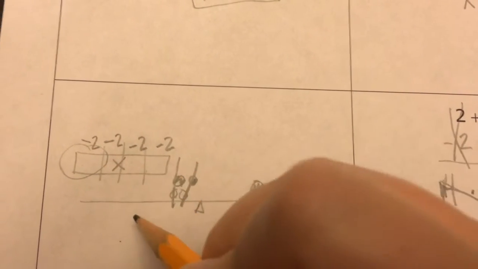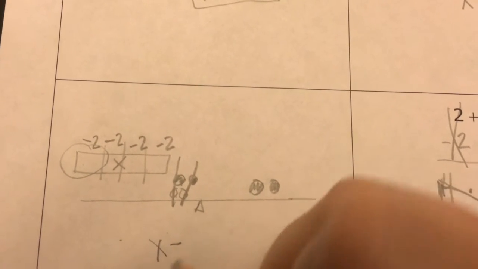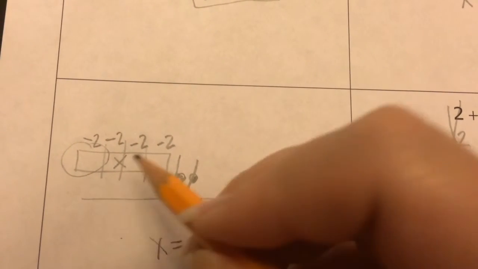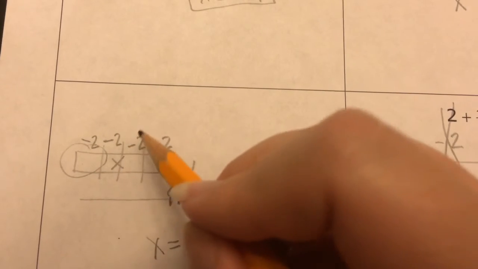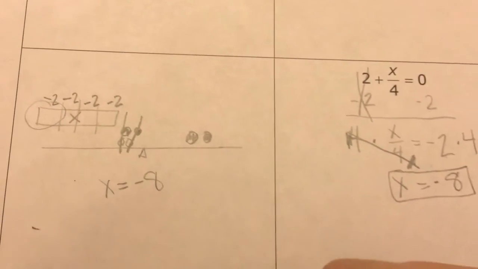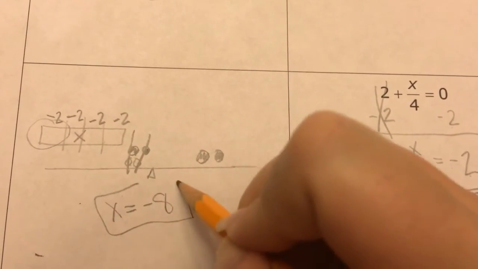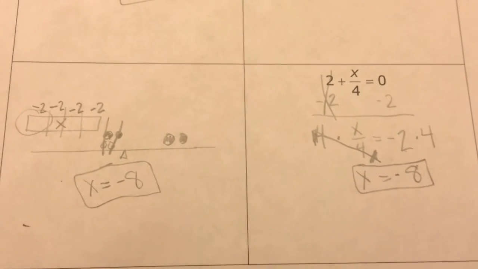Well, negative 2 times 4 is negative 8. Or negative 2 plus negative 2 plus negative 2 plus negative 2 is negative 8. So I got the same answer. So there we go. There's our last problem.